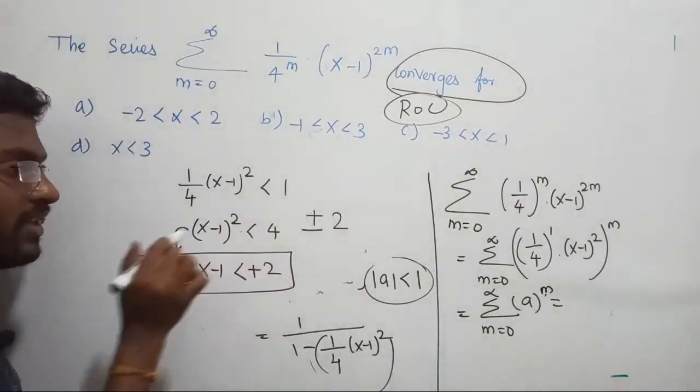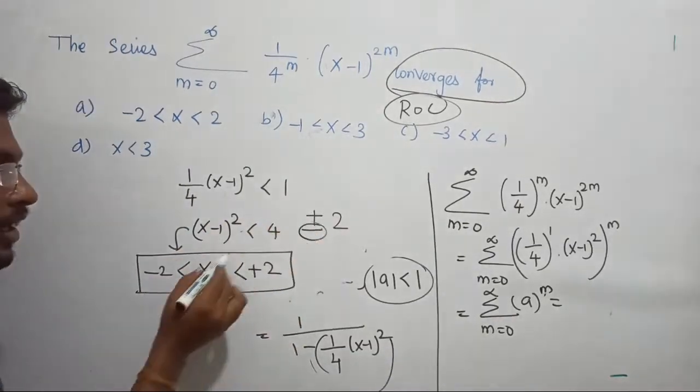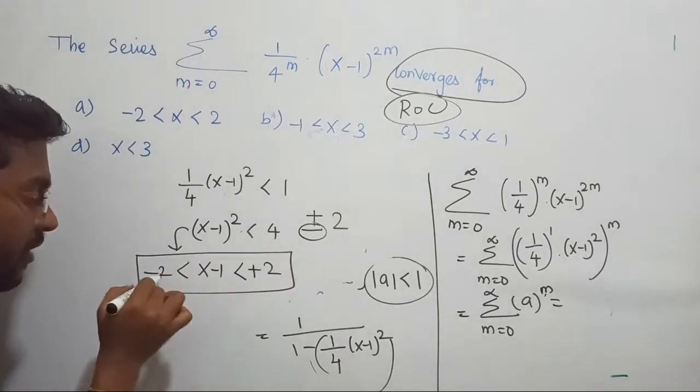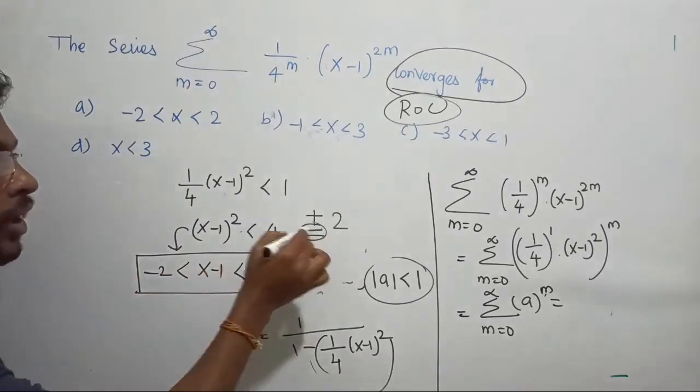Plus, in the sense, it should be less than 2. When you pass a negative value, you should reverse the condition. It has to be less than 2 here, so here it must be greater than minus 2. Clear? While going for minus 2, right?